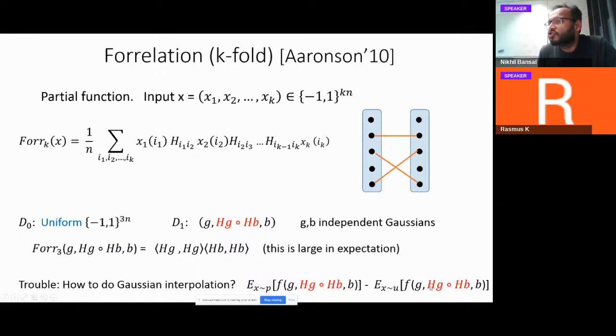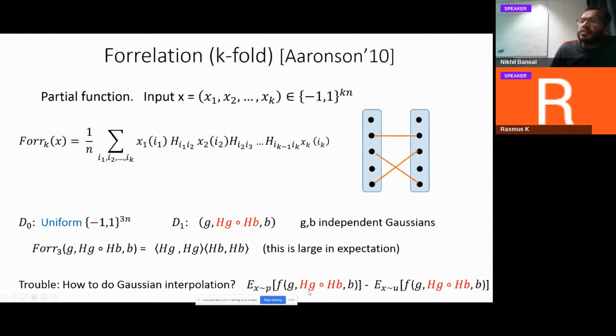Okay, sorry, this is a typo. This should just be X, yeah. Right, that they cannot. Okay, no, okay, yeah. Right. So this is the Fourier function, right?